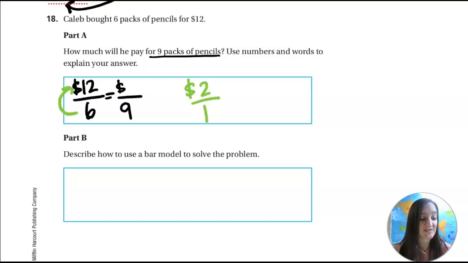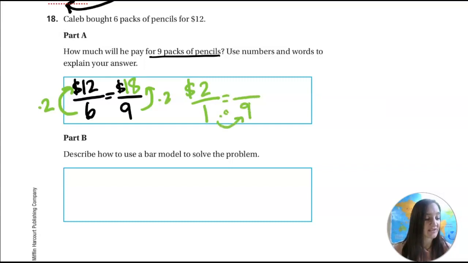Or I could be like, guess what? It's 2 times more expensive. So then I would know that it would be 18. Okay, or if I do it the unit rate way, I could be like, oh, well, we need it times by 9. And again, I would get $18.